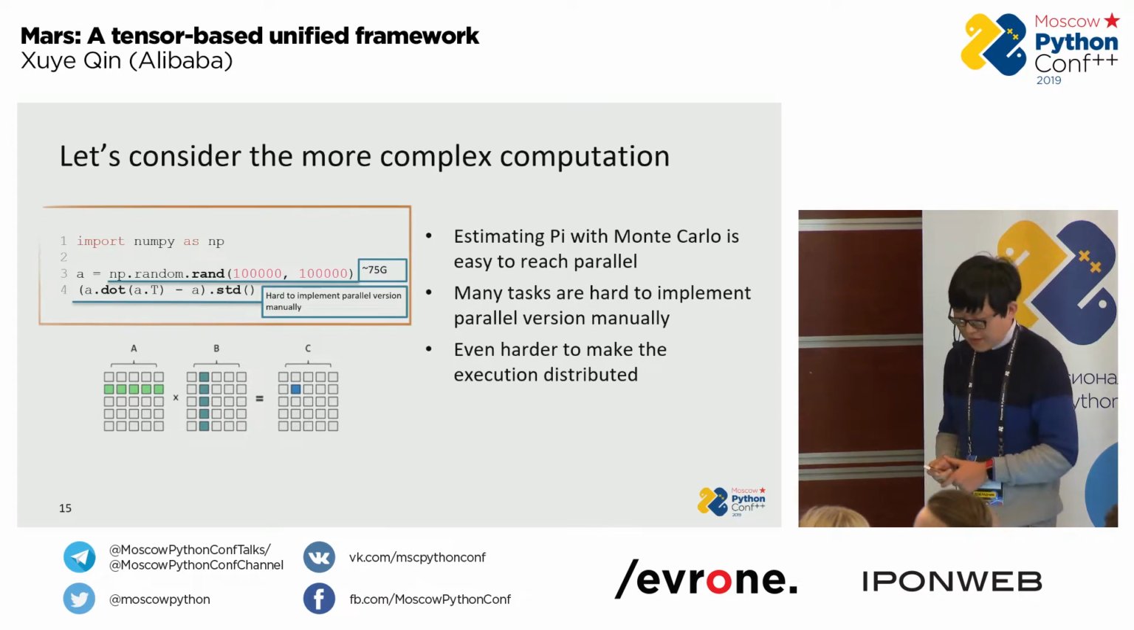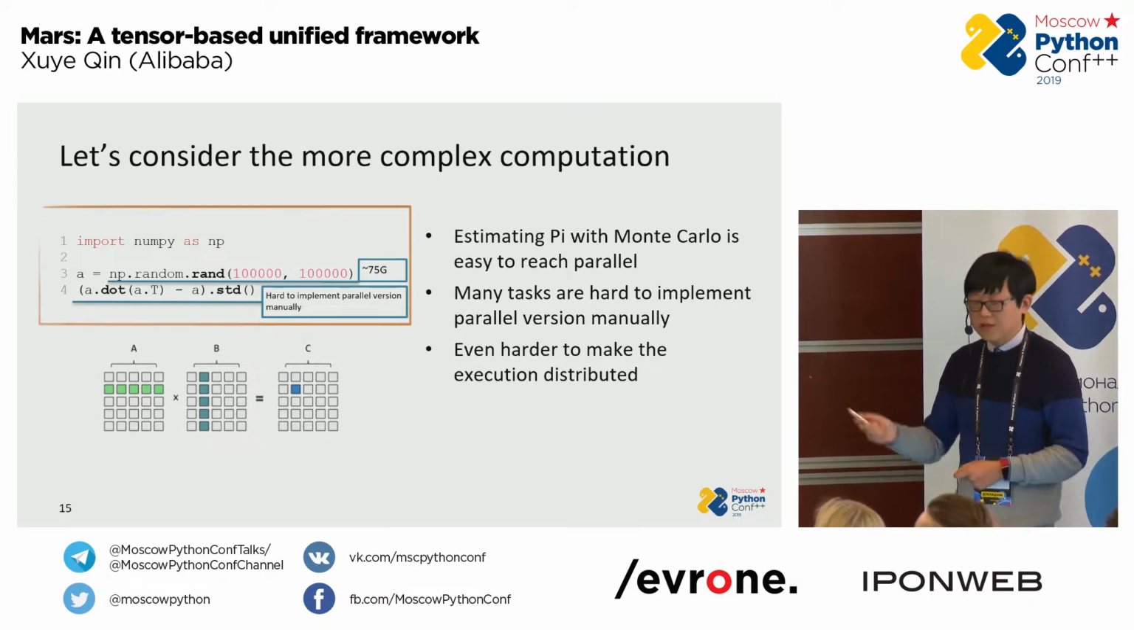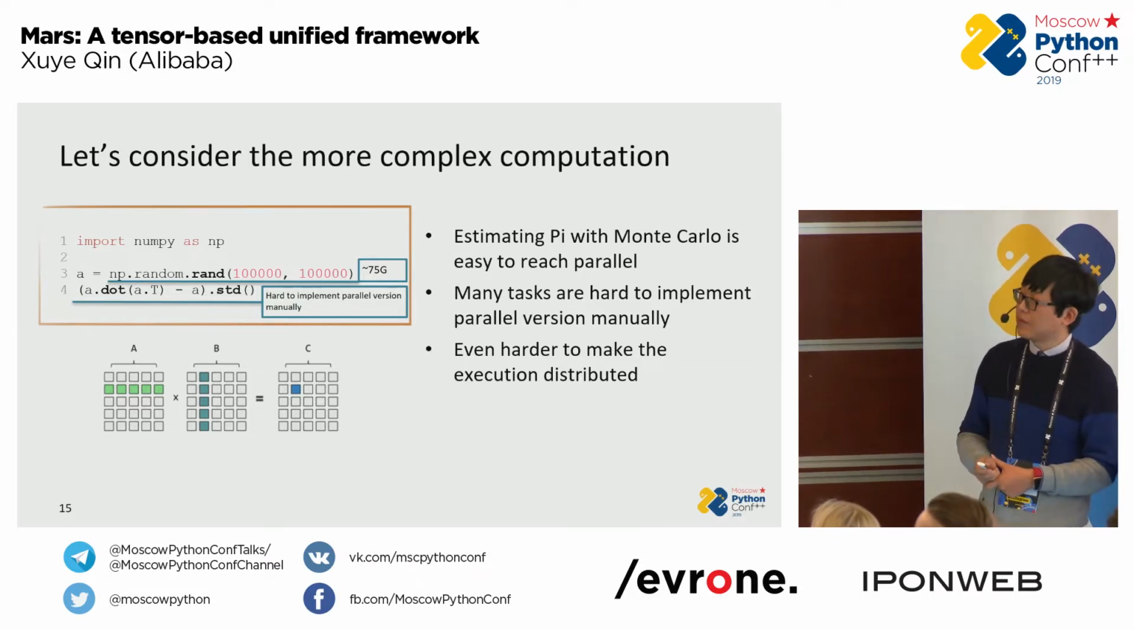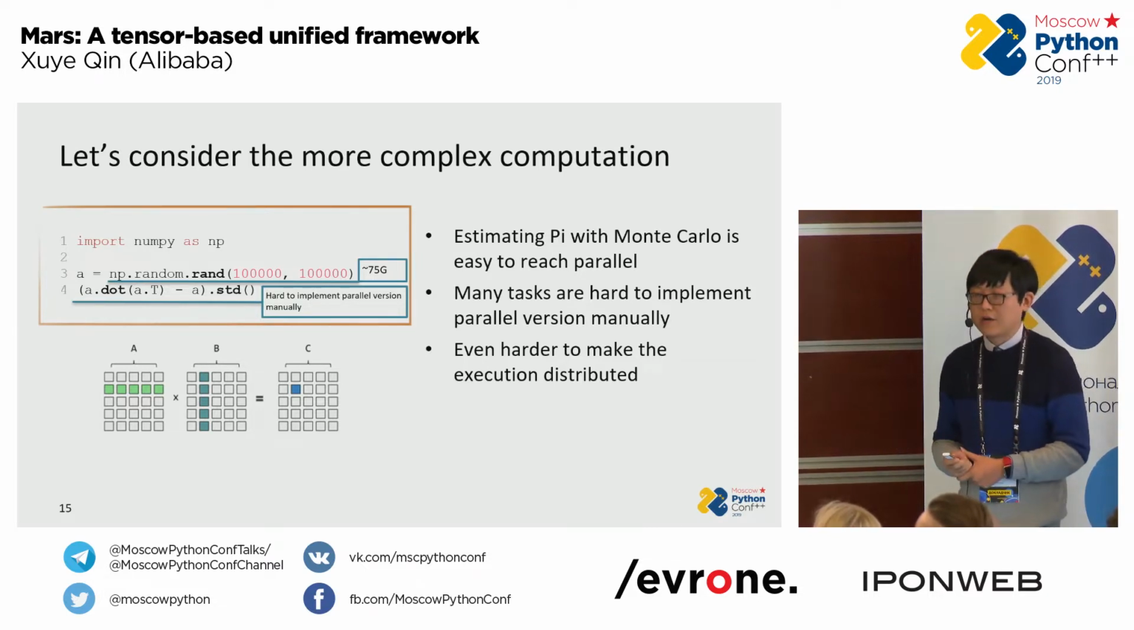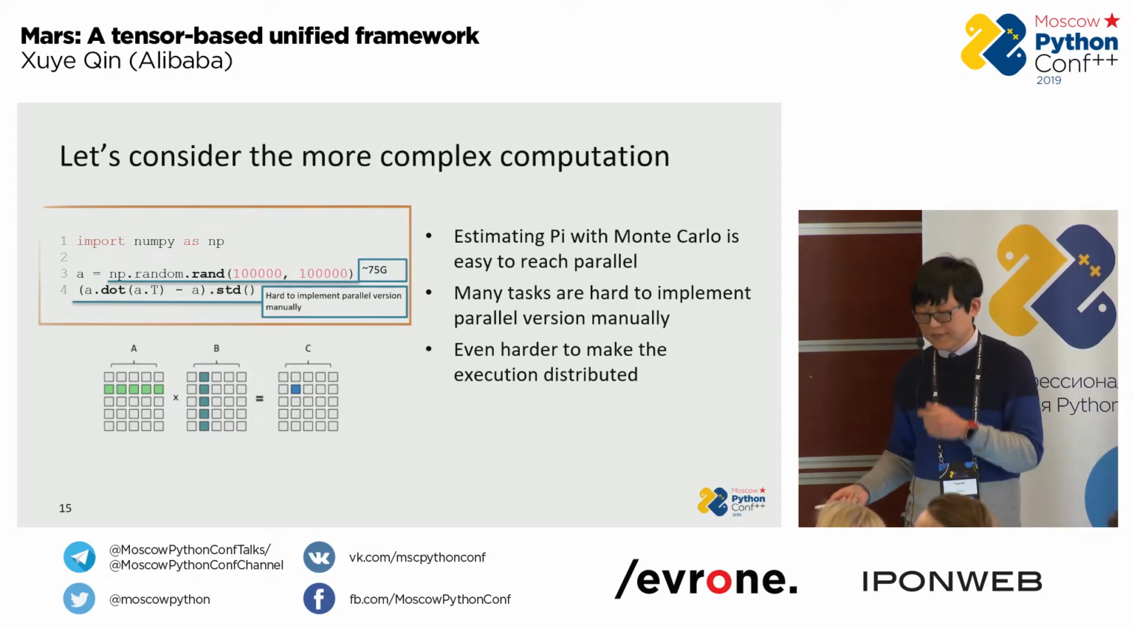So estimating pi with Monte Carlo is easy to parallelize, but for many tasks it is hard to implement the parallel version manually, and it's even harder to make the execution distributed.